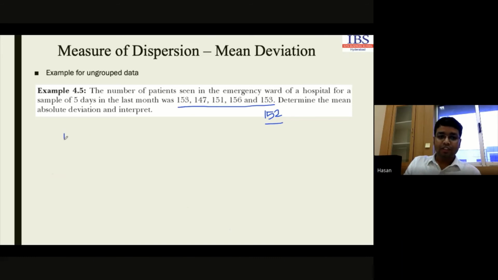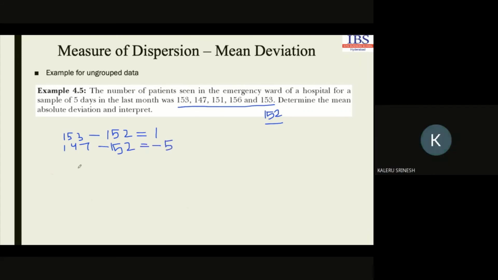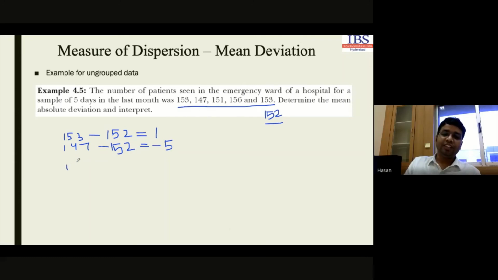Very simple. 153 minus 152, right? Which will be 1. Then 147 minus 152. How much will it be? Minus 5. Then 151 minus 152. How much? Minus 1. Good.